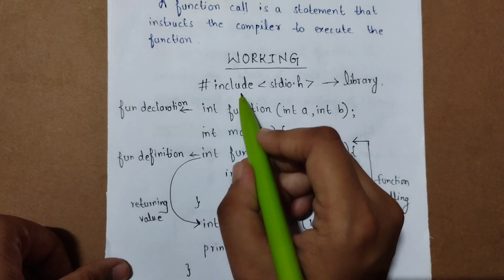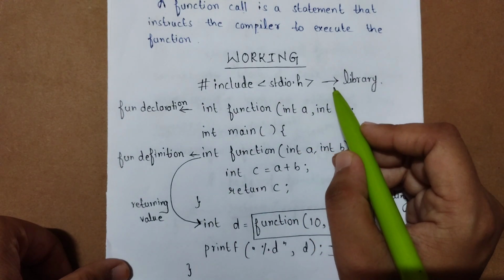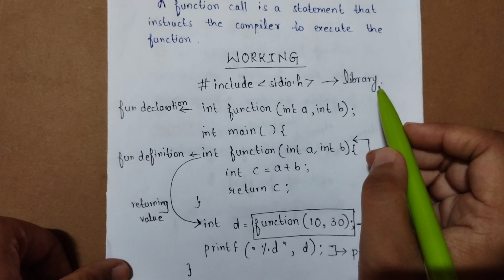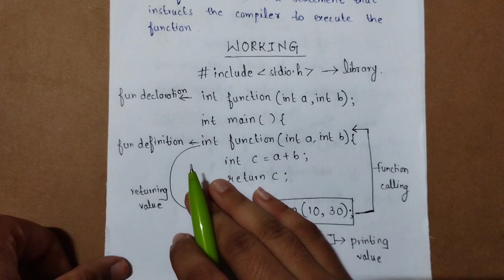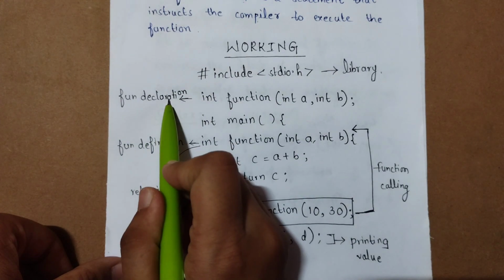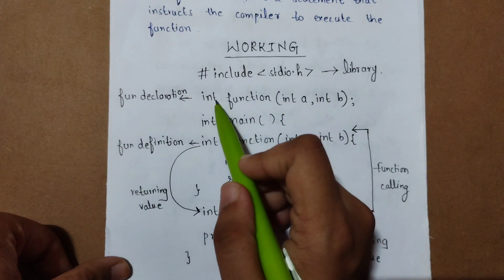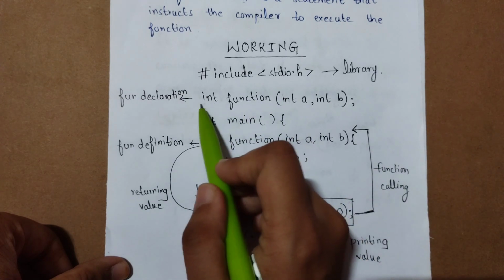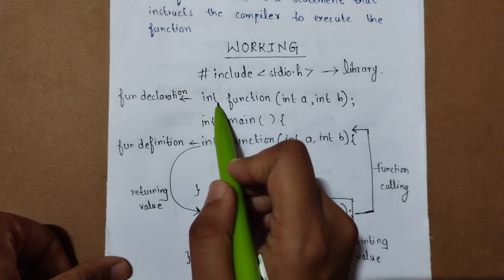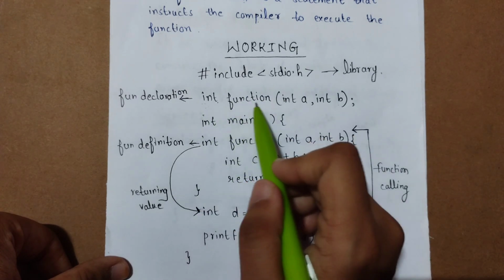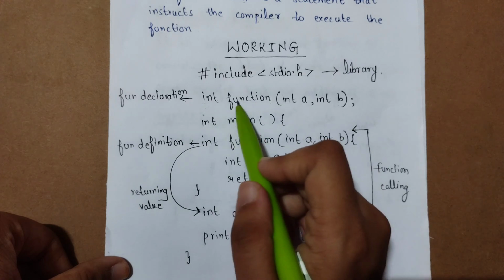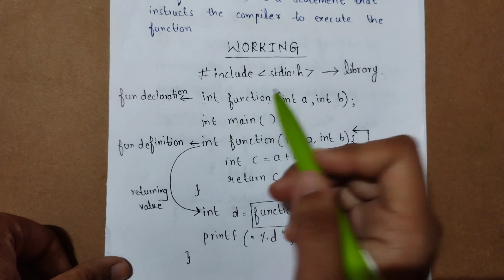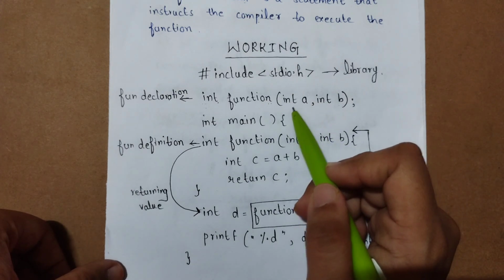So as we know, hashtag include stdio.h represents library of C language, where we'll be having definitions of printf, scanf. Okay. So as we studied function declaration, if you will observe, this is the same syntax like we discussed, right? That is data type of return value. Function name I gave as function. You can give another name as well here, but I gave as function. You can give another name as sample, anything, your wish.